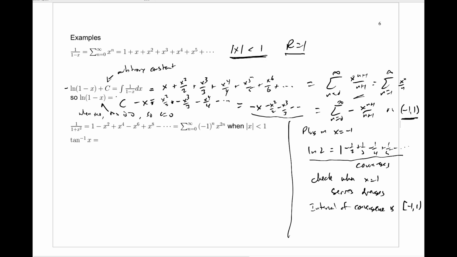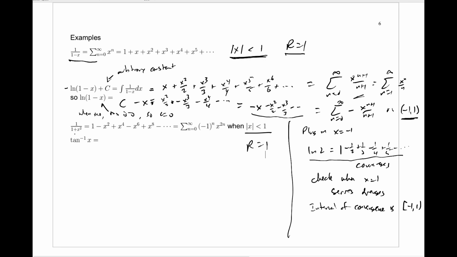We're going to look at one more example. And we'll start with this series for 1 over 1 plus x squared, which we derived in the last video. That's just 1 minus x squared plus x to the 4th minus x to the 6th, etc. It's just exactly what you get from this series up top here when you substitute in minus x squared for x. And we know it's valid when the absolute value of x is less than 1. In other words, the radius of convergence is 1.